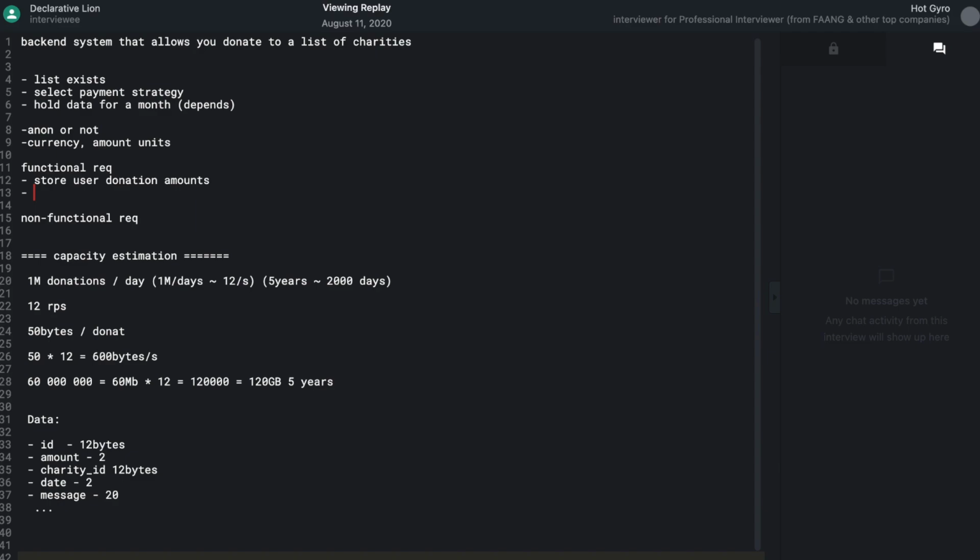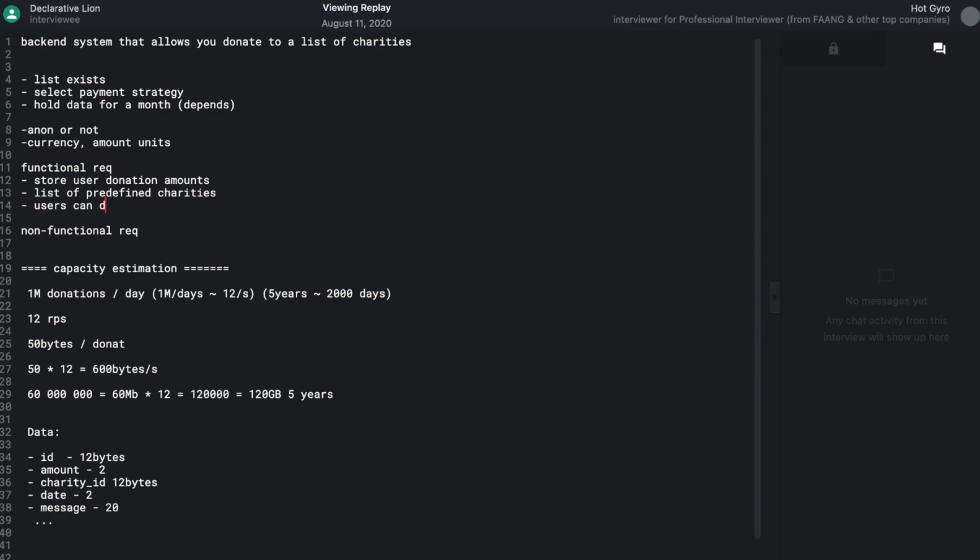You have a list of predefined charities, and users can donate to multiple charities, right? So these are sort of the functional requirements, right? Pretty much what you mentioned, but it's good to list them out just in case, to clarify what your system does and does not do, right?